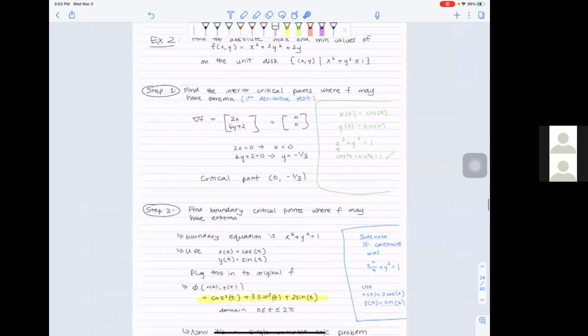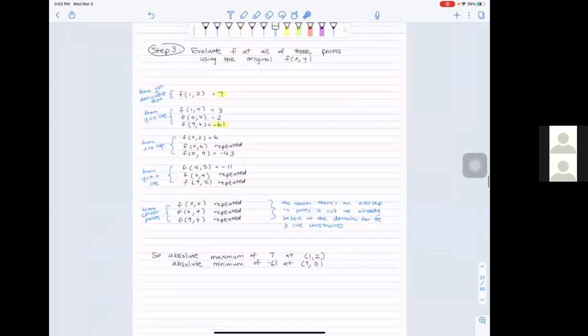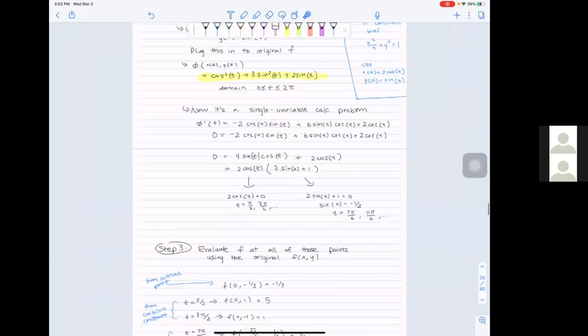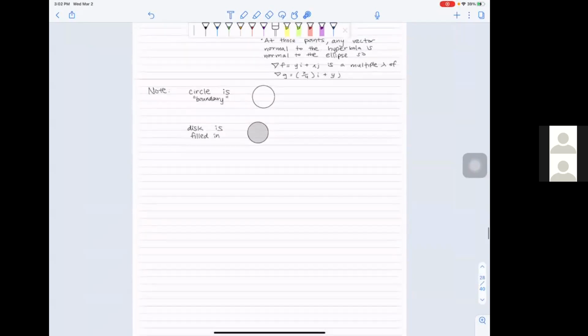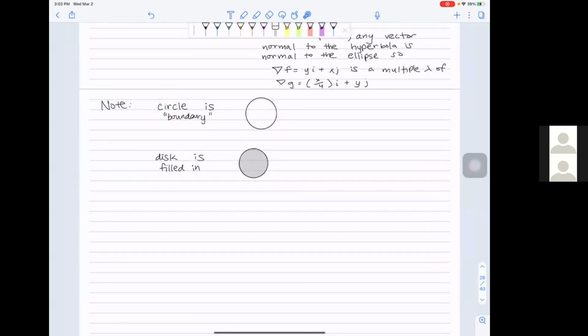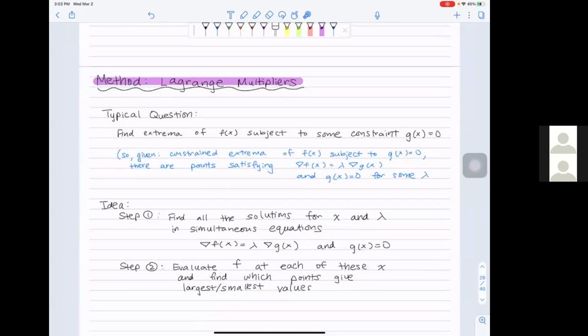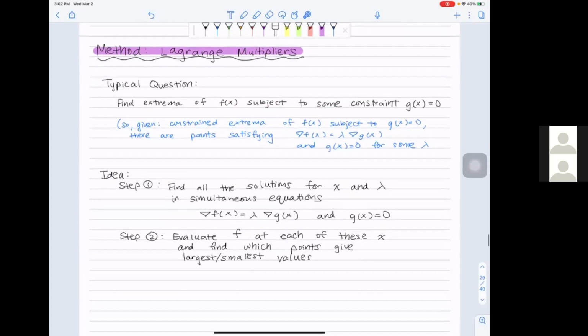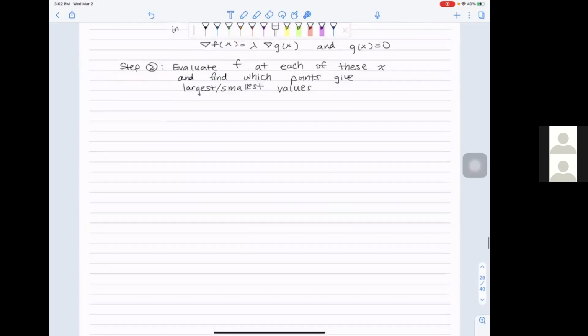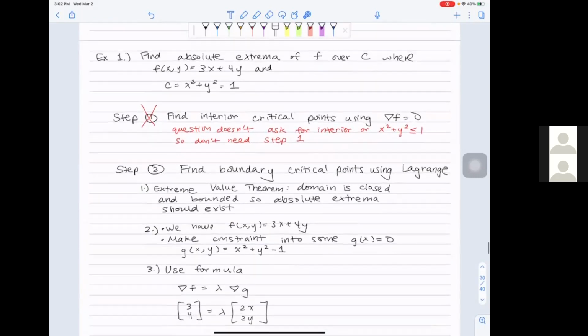Okay, so let's do Lagrange. Note that if it says a circle, that means it's just the outline of it. A disk is always filled in. Okay, Lagrange multiplier. So the typical question is always going to ask, find the extrema of a function subject to some constraint. The first step is to write this equation. The last step is always that we evaluate f at all the points we find. So let's do this first.